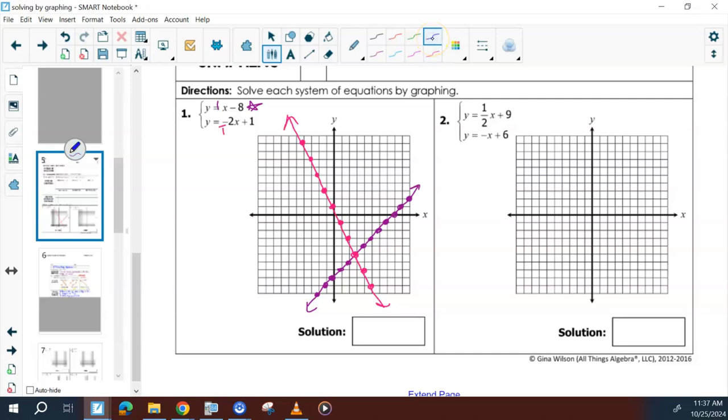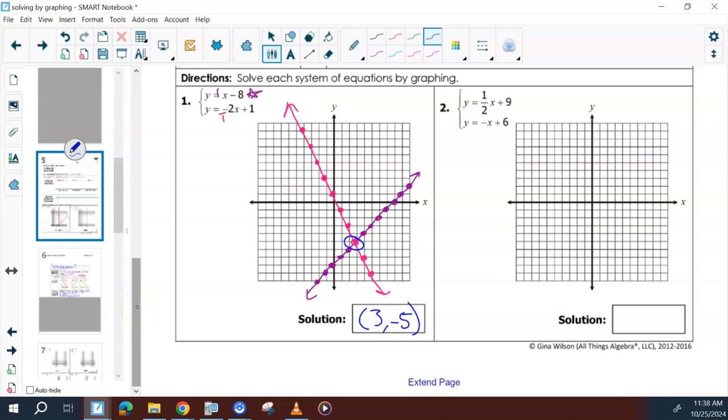What is that solution? Where did those come from? 3, -5. We just solved a system of equations by graphing. Do you have any questions? Yes.